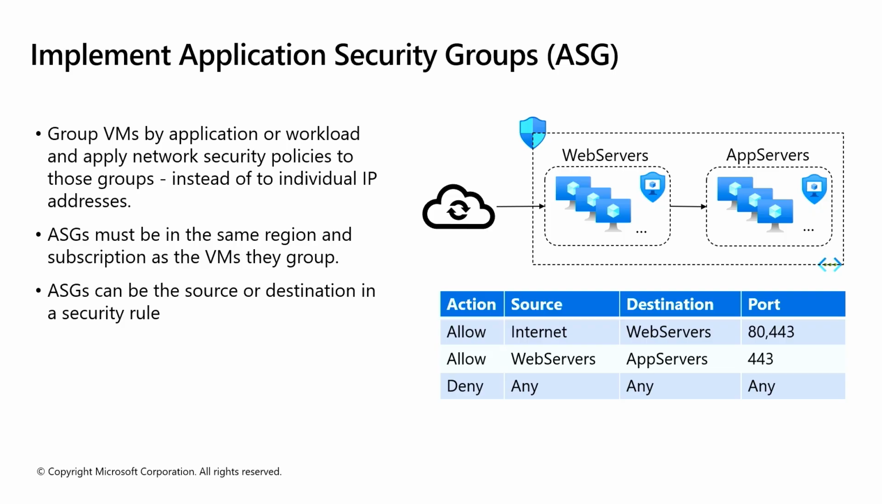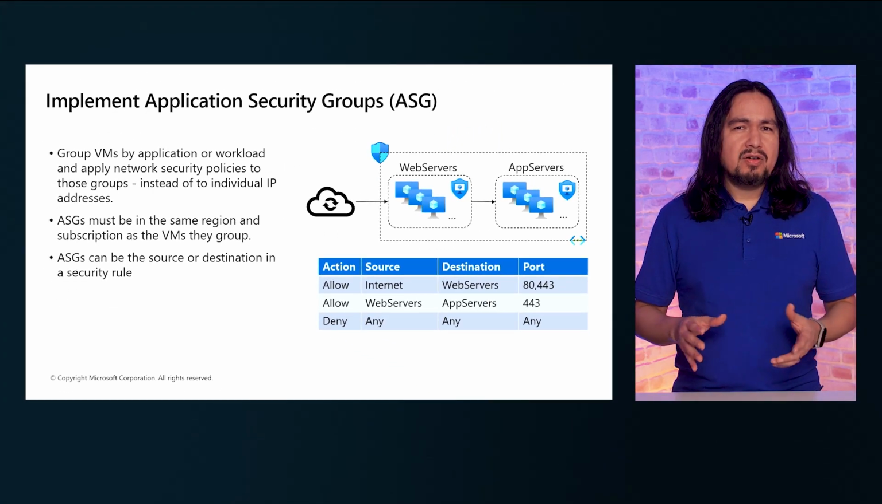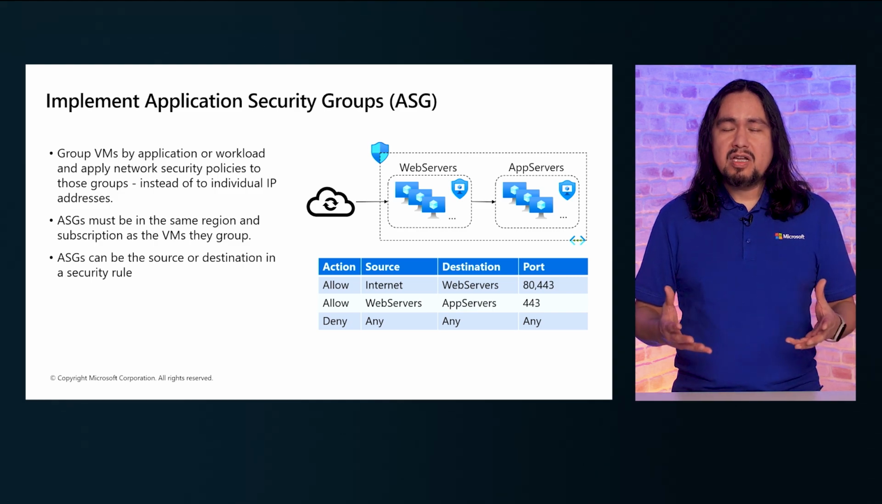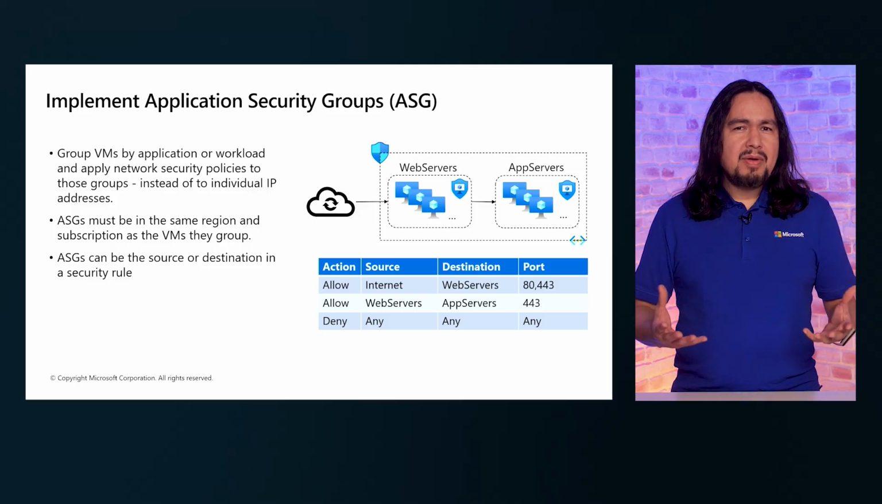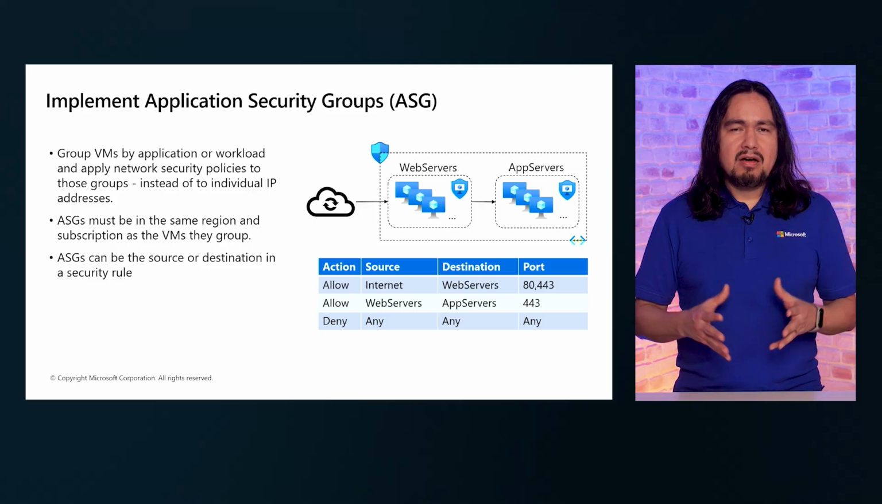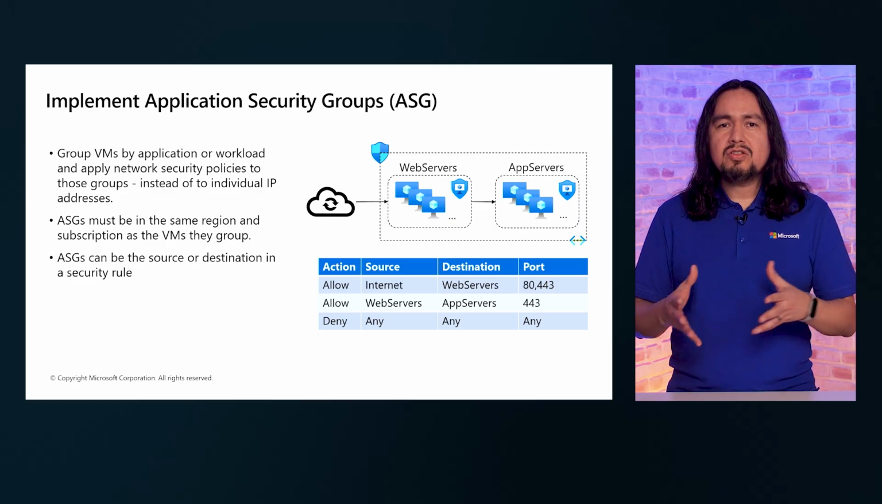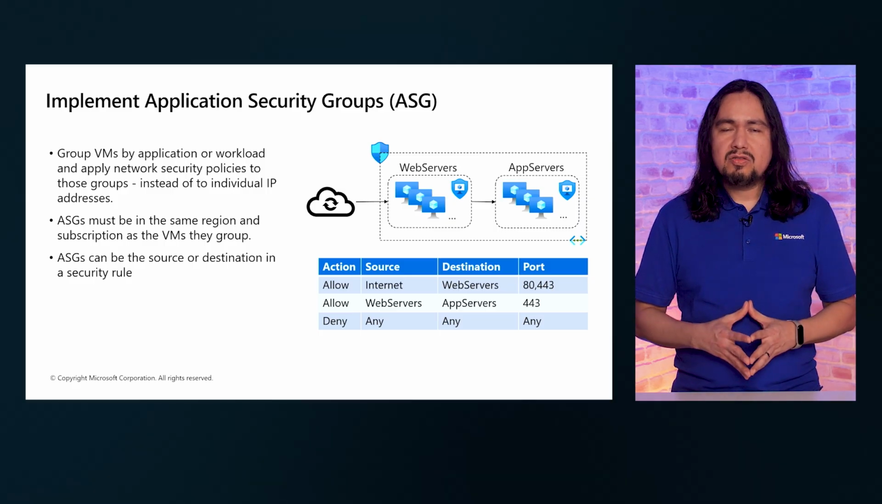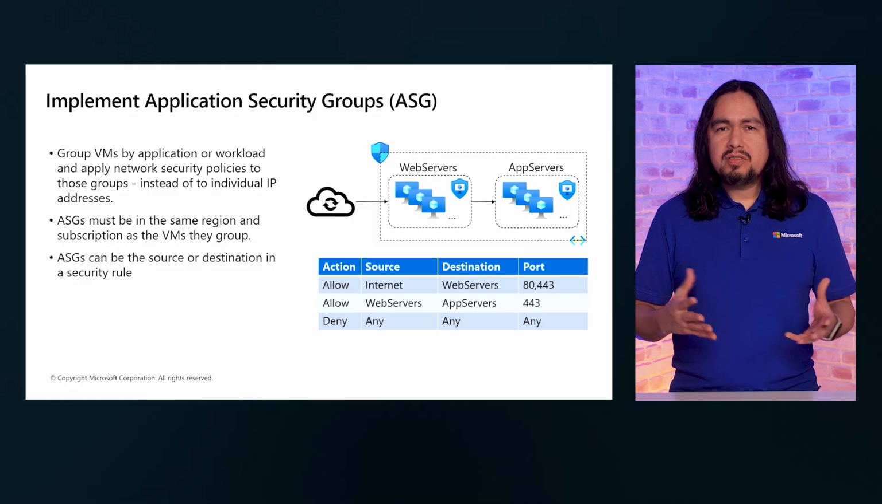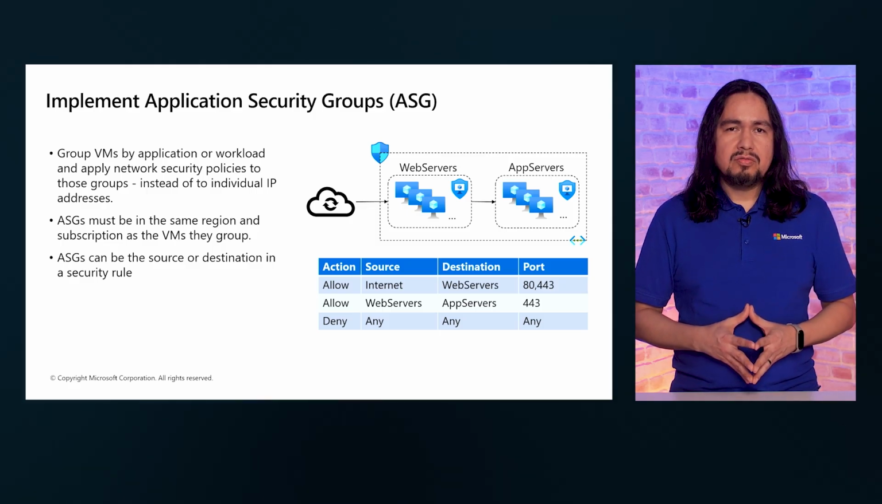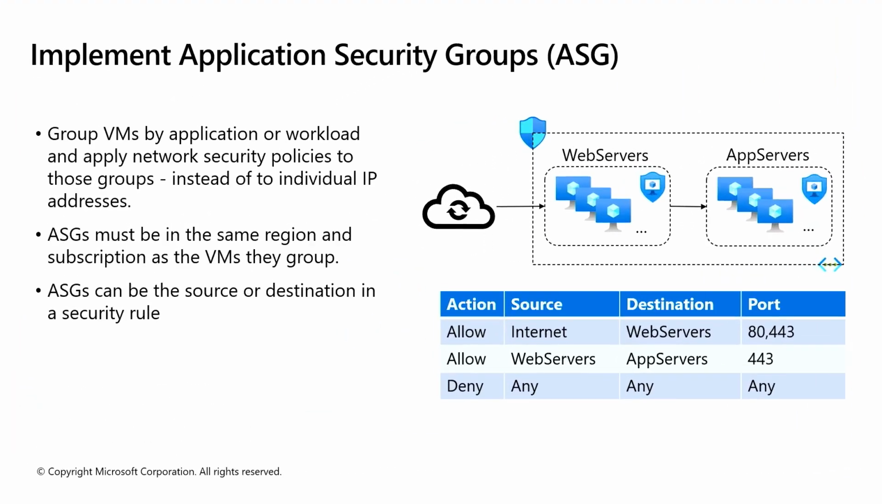Just like service tags, there are times when you need to group together virtual machines by either application or workload. And instead of writing down all their IP addresses, you can use application security groups instead. The idea behind ASGs is that they are in the same region and subscription as the virtual machines that you are going to group together. ASGs can be the source or destination in a security rule, just like service tags.